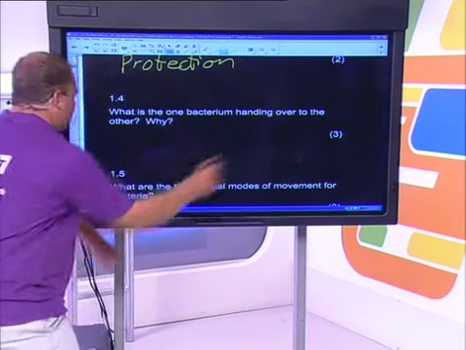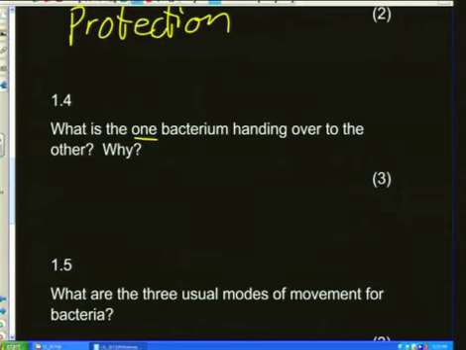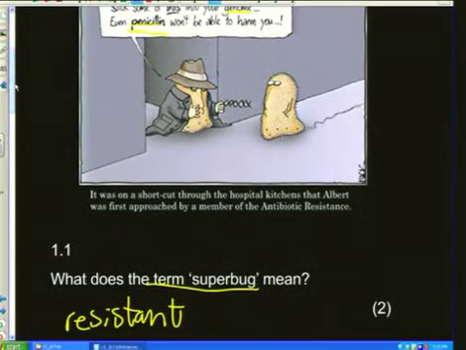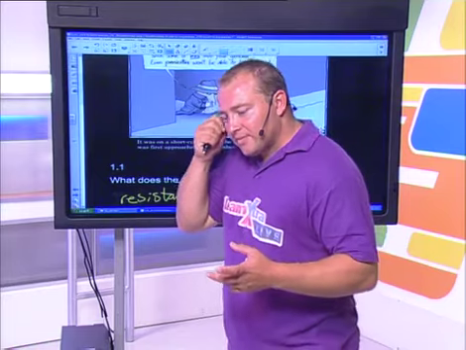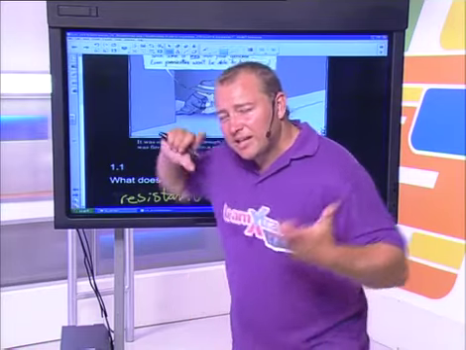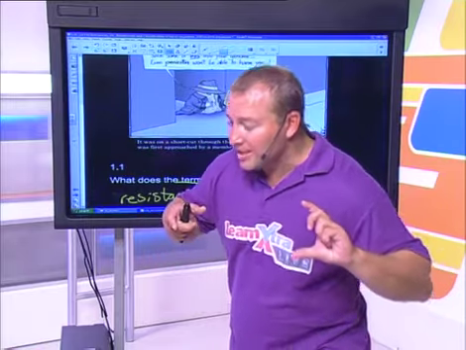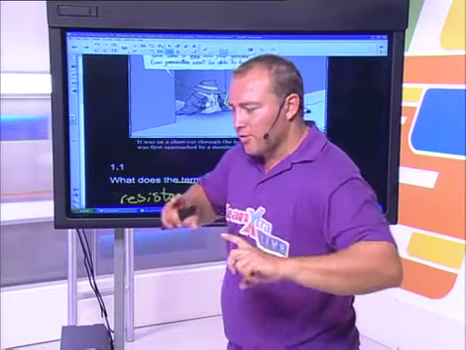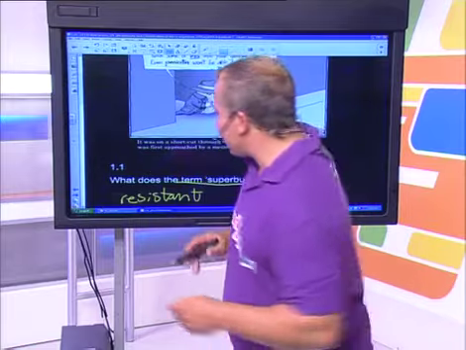Okay, now, what is the one bacterium handing over to the other? Look at this. There it is. What's he giving? That is something that you are going to learn about next year. It's called a double helix, just for later on in life. It is a DNA strand.